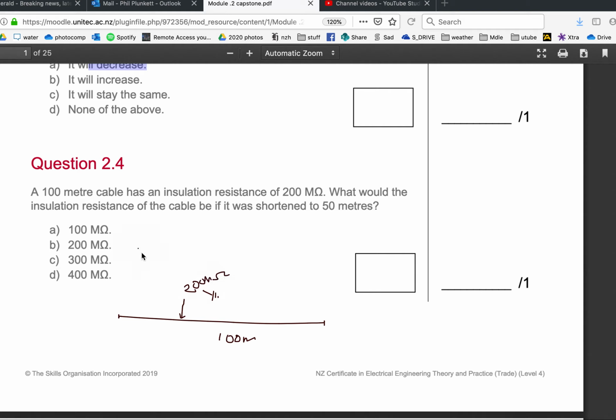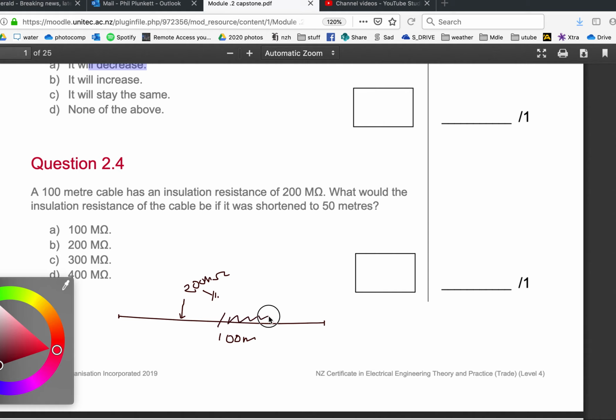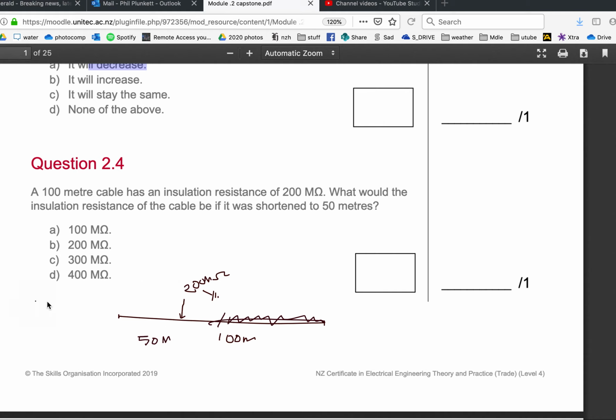What will happen if the cable was shortened to 50 meters? So if it was half as long, now it's only 50 meters. My insulation resistance will actually go up. The shorter the cable, the better insulation resistance I get. As my cable gets longer, my insulation resistance decreases. So I've gone half, so this is going to double. It's going to be 400.